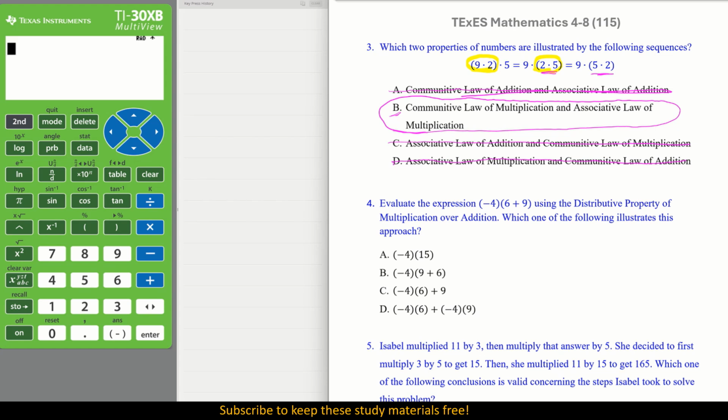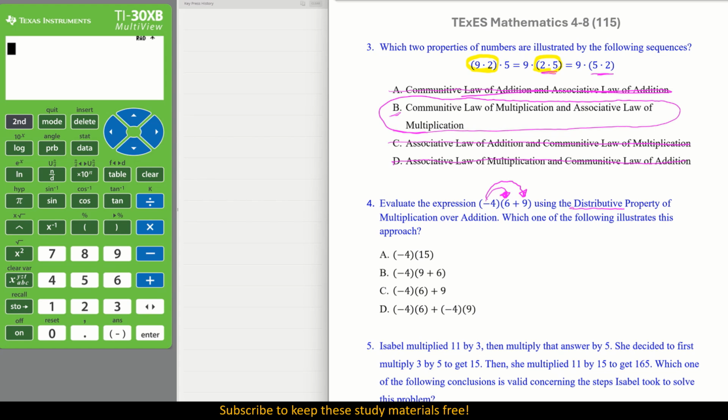Evaluate the expression -4 times, in parentheses, 6 plus 9, using the distributive property. What does this mean? It means instead of just popping it in the calculator or adding 6 plus 9, we're going to multiply -4 to each option and keep the plus. Okay? Well, let's look. It says which of the following illustrates the approach.